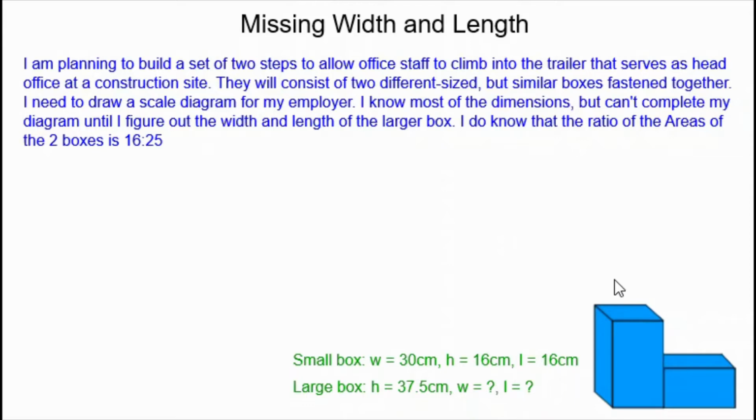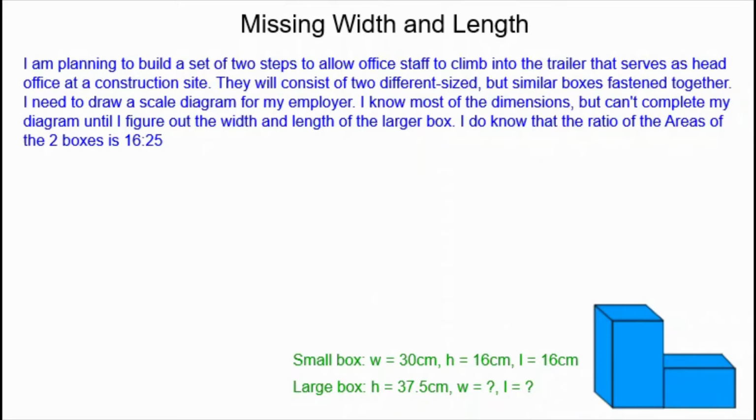I need to draw a scale diagram, and I know most of the dimensions, which are given here in green, but I can't complete my diagram until I figure out the missing width and length of the larger box. I do know the ratio of the areas between the two boxes is 16 to 25.